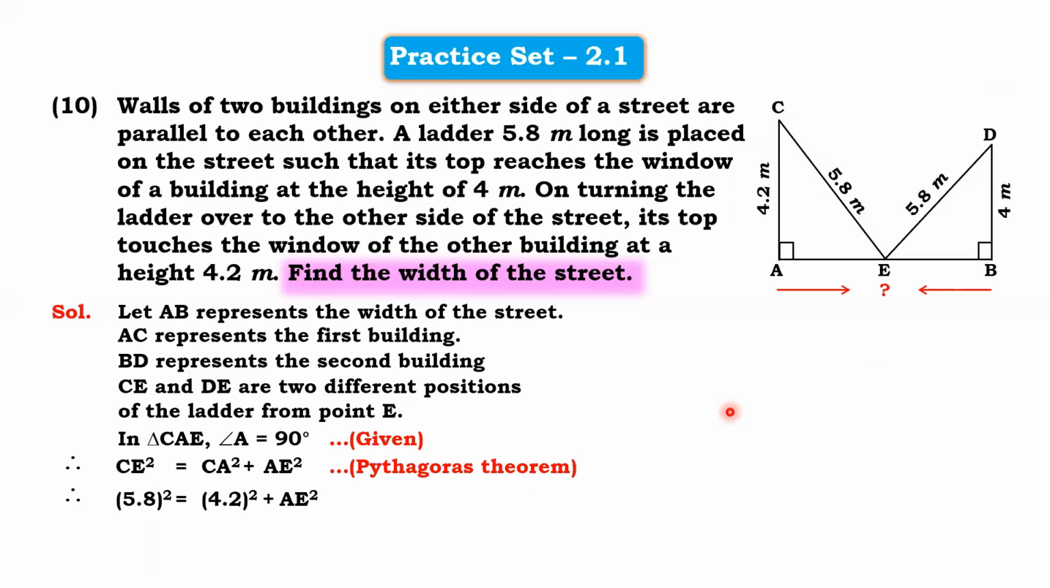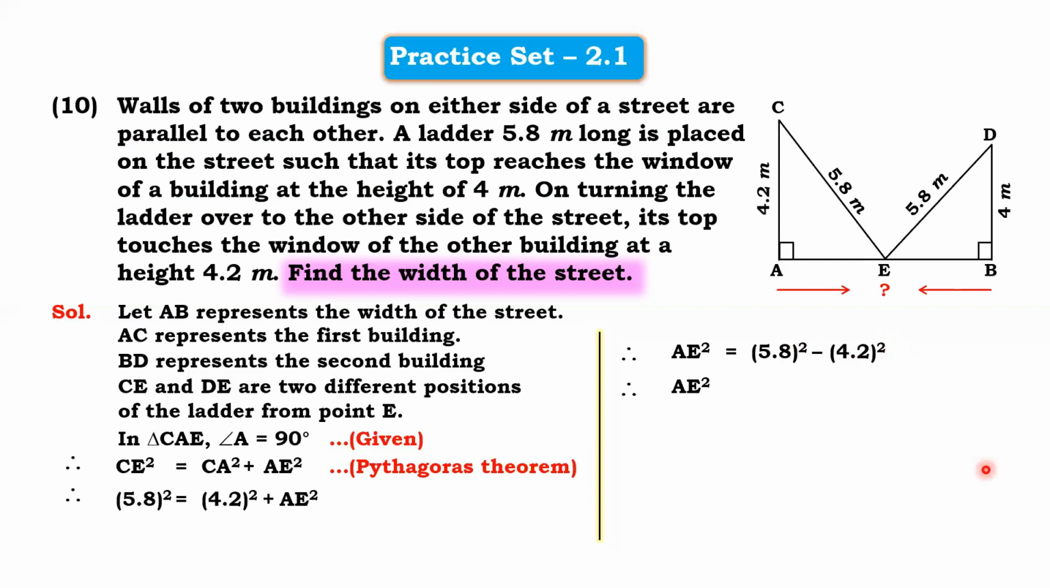So now students, we have to find out AE here. So 4.2 square, if we shift it to the other side, it will become minus 4.2 square. So what we can say is AE square is equal to 5.8 square as it is, minus 4.2 square. Now if you understand algebra properly, this is the formula. What is the formula? A square minus B square.